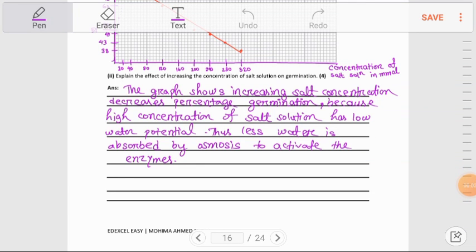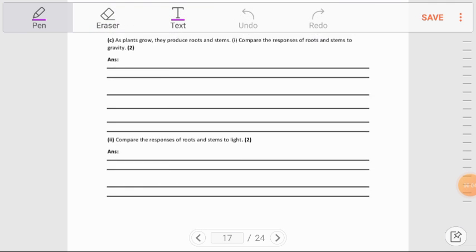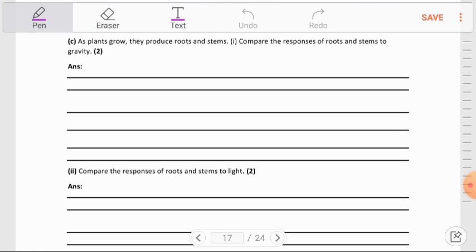7C is still incomplete, so let's move to question number 7C. As plants grow, they produce roots and stems. Compare the responses of roots and stems to gravity. We know that roots grow towards gravity, like they grow inside the land, so they grow in response to gravity. But stems always grow towards the sun, which means they grow against gravity. So these are the two points that we need to write about roots and stems. Let's write it down.